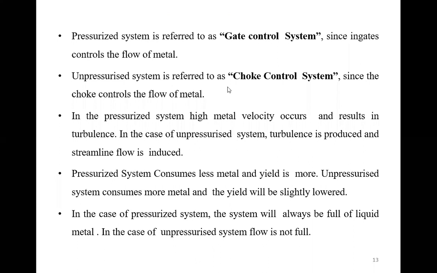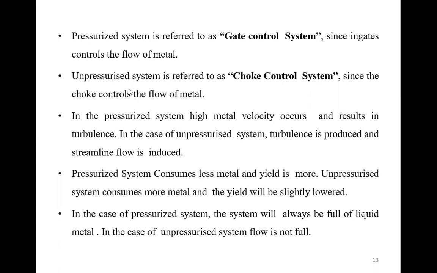But in an unpressurized system, the total control is at the choke only. So when the molten metal starts reducing at the gate area as well as the runner area, it takes time at the choke area to get filled. So it explains that it is not full. What is going to happen?